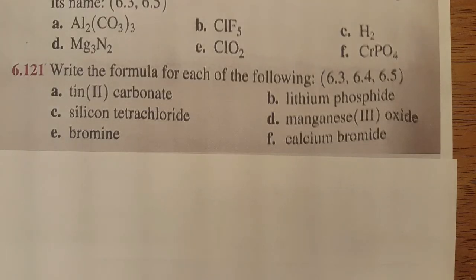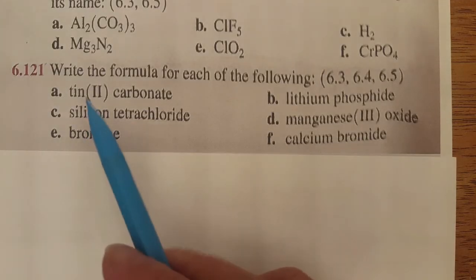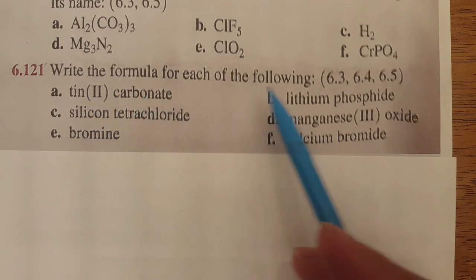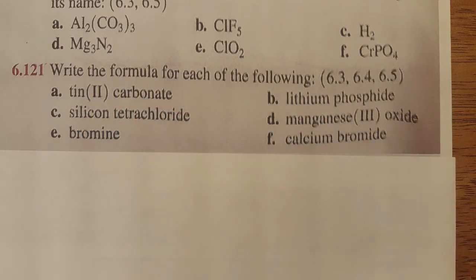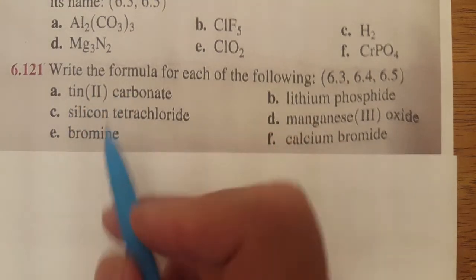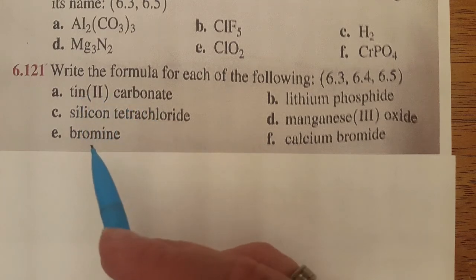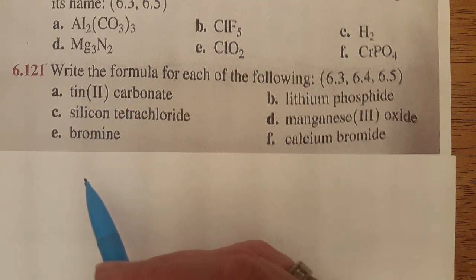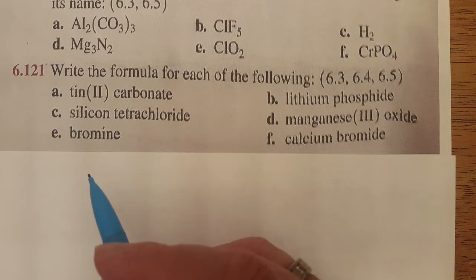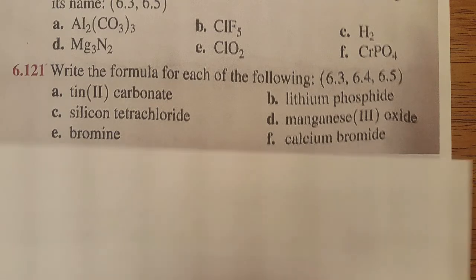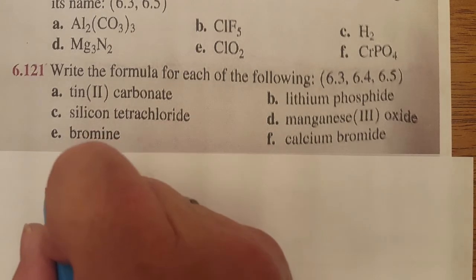So let's do this next grouping, in which we write the formula for each of the following names. These are a little bit easier to figure out, I would say, because the Roman numerals are given. So let's go with this first one. What I do is write the symbols. So for tin, the symbol is Sn.